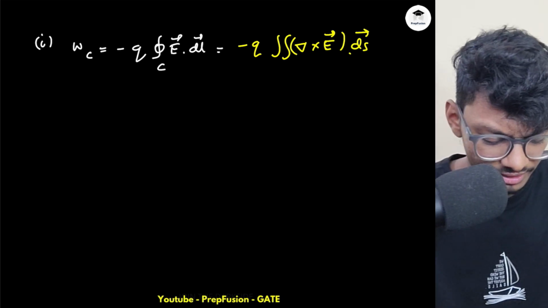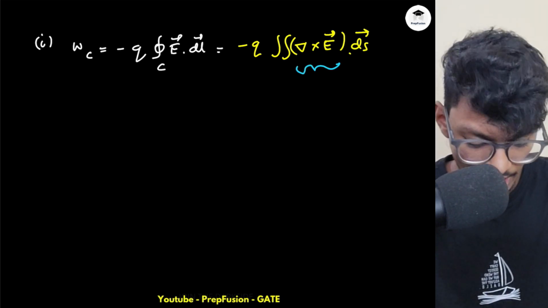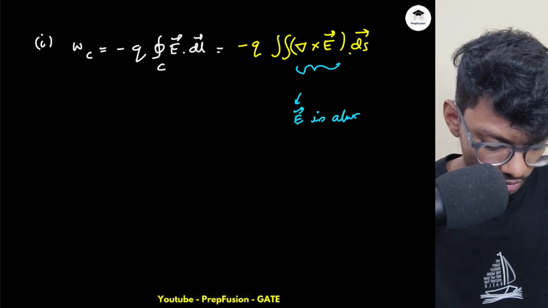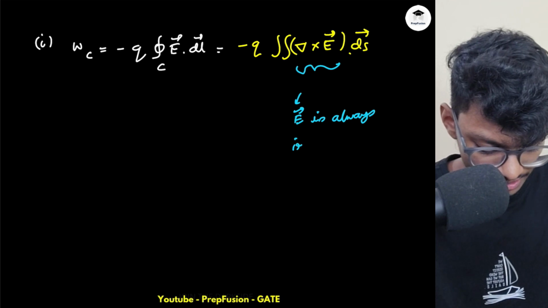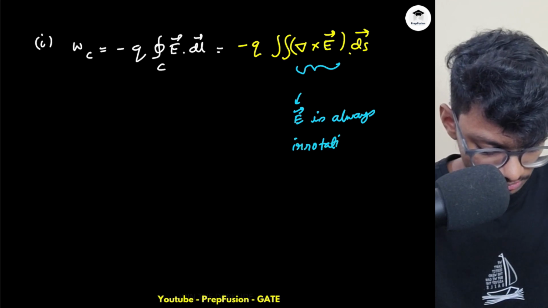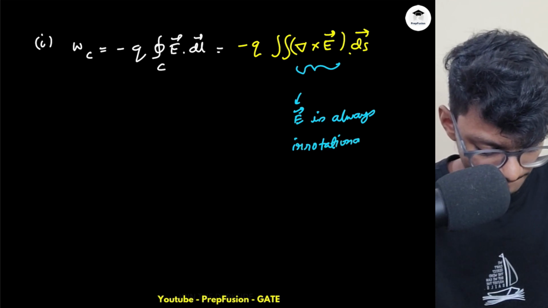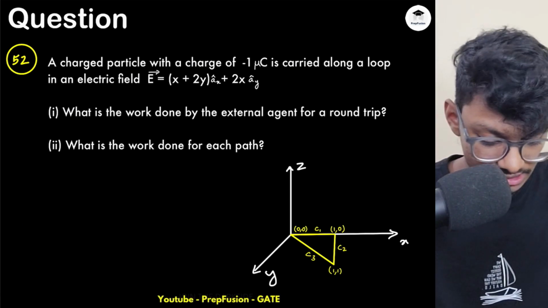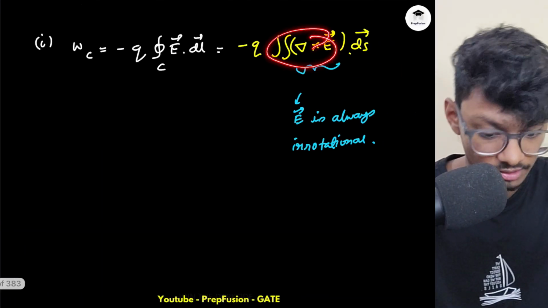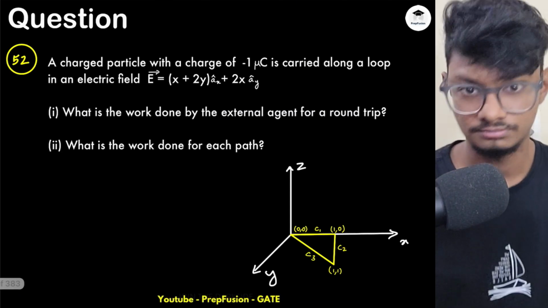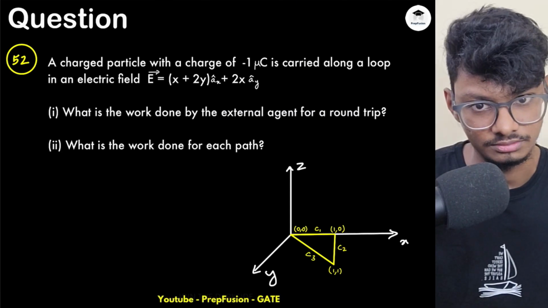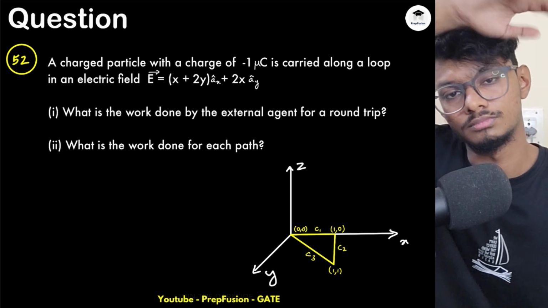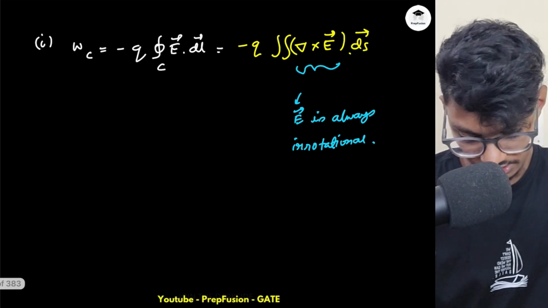Now, what do I know about this del cross E? I know electric field is always irrotational. So if electric field is always irrotational, that means this del cross E will be 0. And why is this irrotational? Because, as I have told you, it is a property of electric field. It will always be radially outward. It doesn't have any rotational direction to it. So this will be equal to 0.